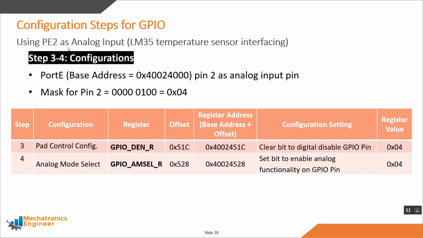Since we want to use this pin as an analog input pin, first of all we need to disable its digital functionality by clearing the corresponding pin in the GPIO digital enable register. Also, we need to set the corresponding pin in the analog mode select register so that we can use this pin as an analog input.